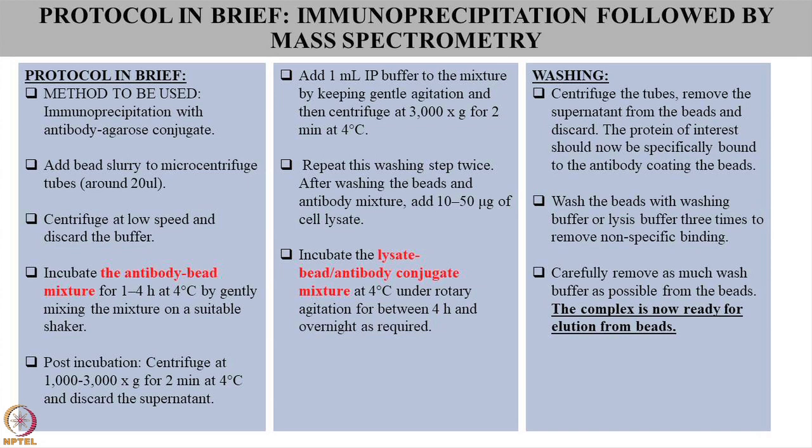And then you will centrifuge to get rid of anything that is not bound. So the unbound things, we'll get rid of them. And then you will wash the mixture using IP wash buffer. So basically it's Tris, NaCl and all those buffers that will keep your protein intact.